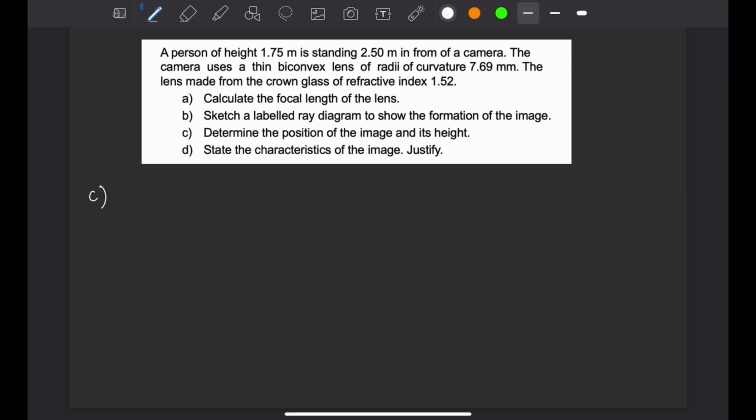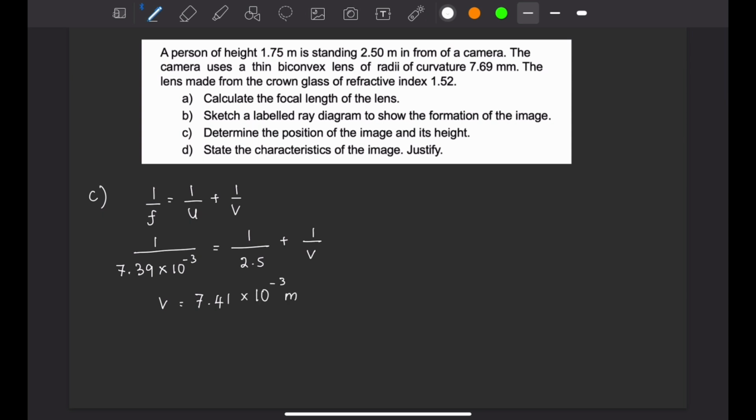And for question C, determine the position of the image and its height. That means they want the V and the HI. So we use the thin lens equation. We have the focal point from A, we just substitute, and 1 over 2.5, 1 over V. So we want the V, so you press the calculator and you will get 7.41 millimeter.